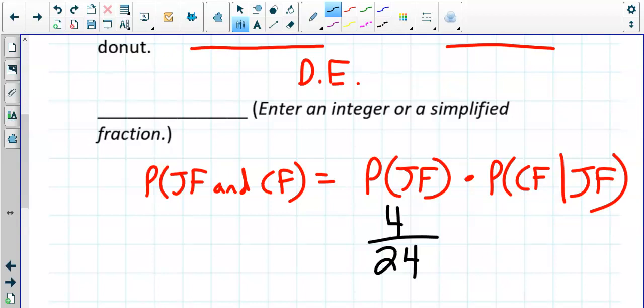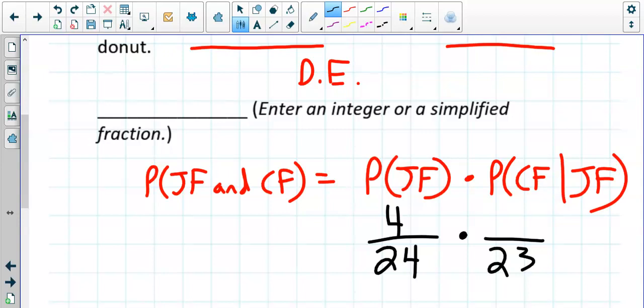Now, the next fraction, your next probability, sometimes the numerator gets messed with, but the denominator will always get messed with. So we'll talk about the numerator here in a second, but let's talk about the denominator. So there were 24 donuts. I ate one, so how many are left? 23. So as I said, your denominator always gets affected.